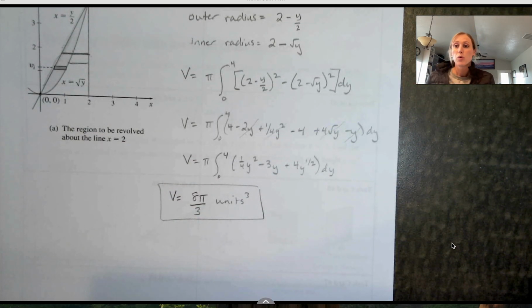Okay, so we can revolve or find the volume of a solid revolution using the disk method, the washer method. We're going to go around the x-axis, the y-axis, or we can also do a line that's parallel to one of those axes. That's everything.